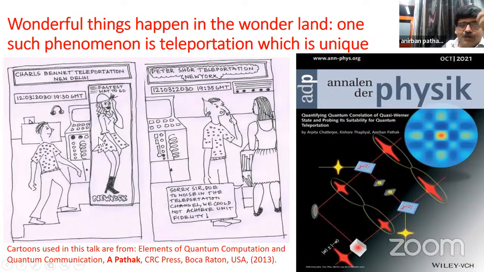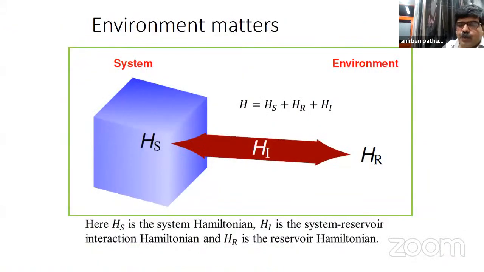Anyway, this is what is shown here: a man comes to New York and wants to go to New Delhi, and he is almost transferred immediately, but you can see that his nose and ear have been changed. It was a teleportation station, and he asked what the reason is, and they showed that because of noise, we cannot reach unit fidelity.